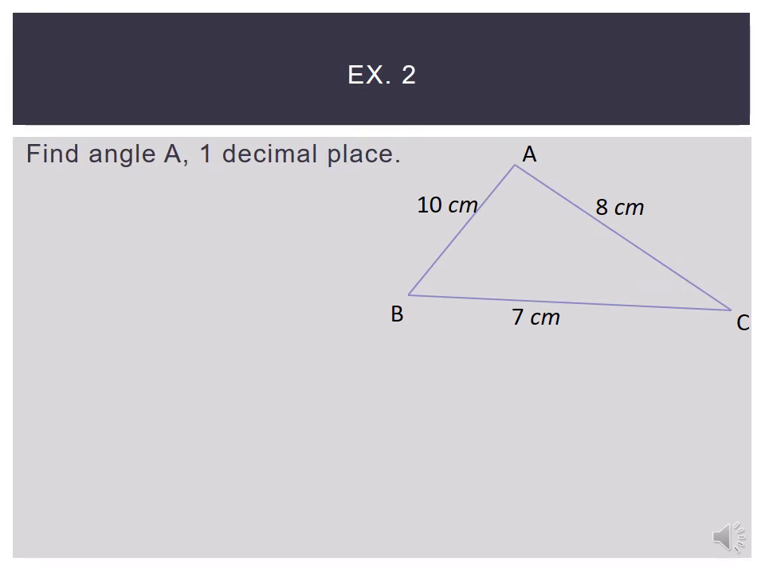Example 2, we're going to find angle A, and we're going to round to one decimal place. First, check for, is there any 90s? No. Label your side lengths, A, B, C. Make your chart. Fill in all your information, 7, 8, 10, and that's it. And capital A is what we're looking for. There is not a complete letter. That is your visual cue to use cosine law.